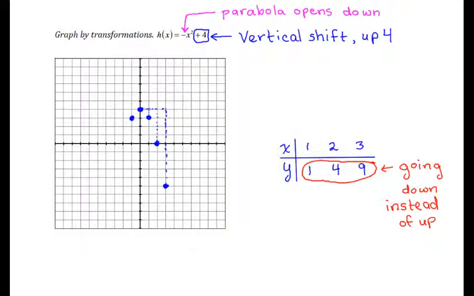This point here at 2, 0 will get reflected over to negative 2, 0. This point down here at 3, negative 5 will get reflected over to negative 3, negative 5. Now I'll connect the points, and I can see the result is a parabola that opens down that has been shifted up 4 units.